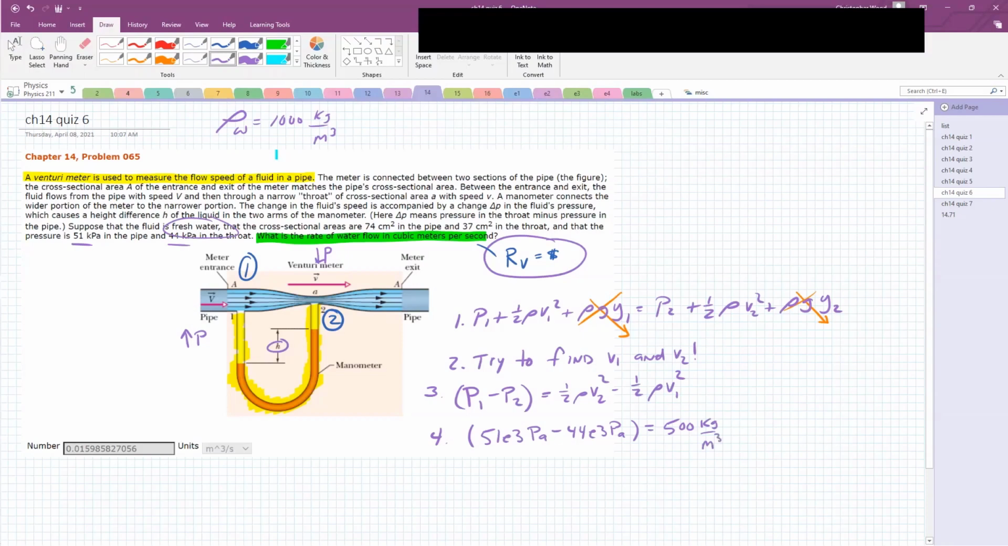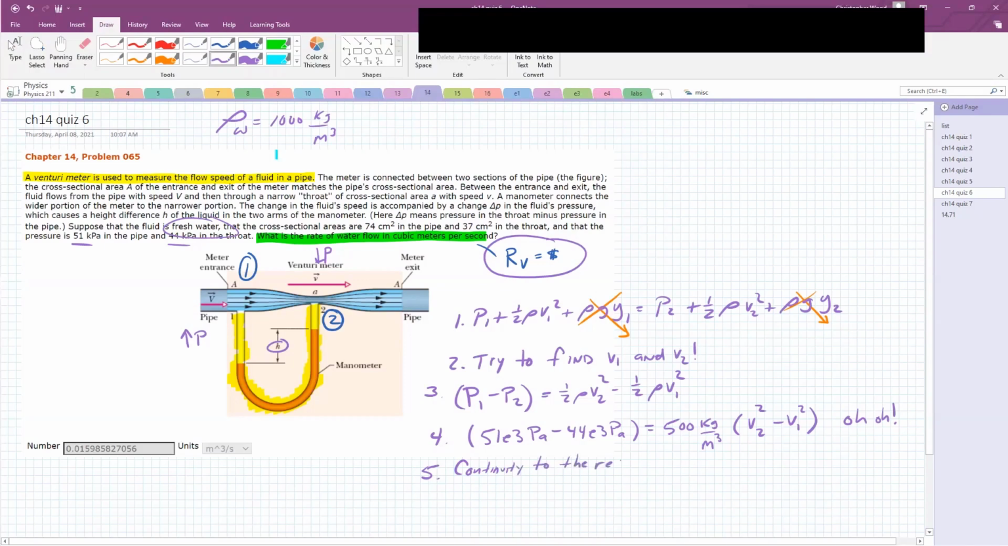That's a common factor times V2 squared minus V1 squared. So I'm officially at a dead end. This is the always anticipated moment of panic. So now let's do continuity to the rescue.